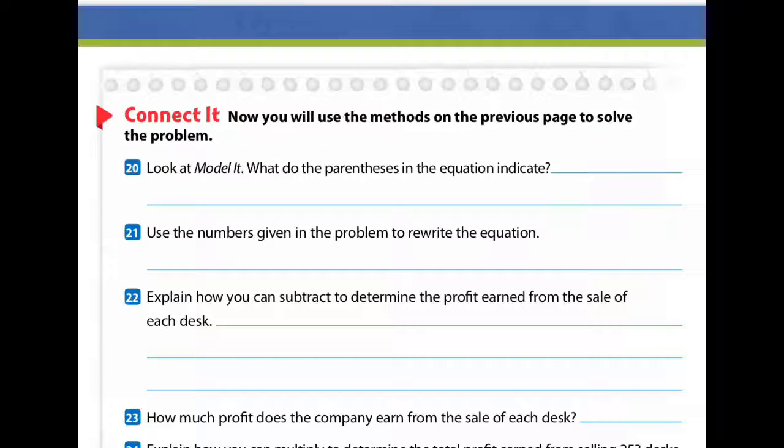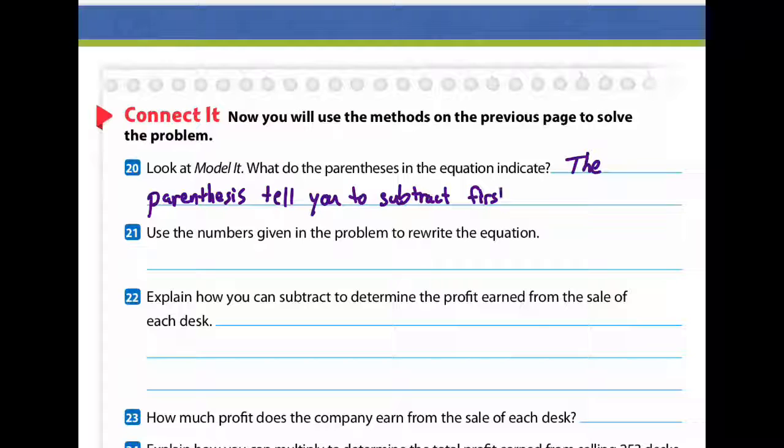So now, we could write this down. What do the parentheses represent? So the parentheses, make sure you're writing this down, tell you to subtract first. Okay. Now remember, you can also pause the videos at any time if you need more time.